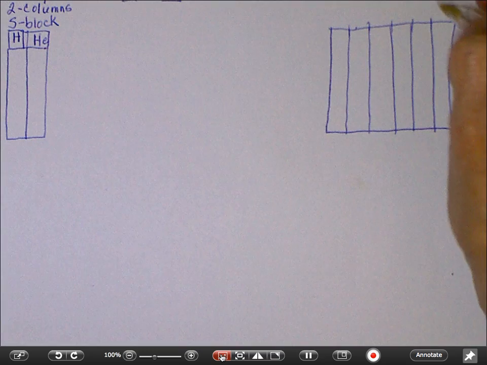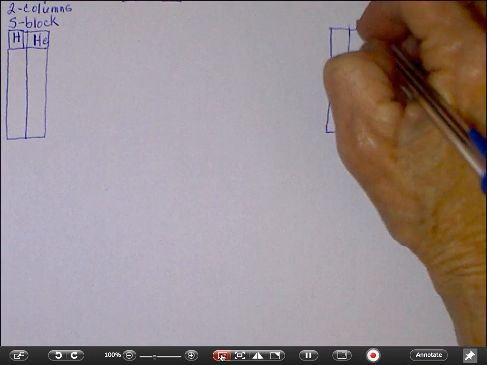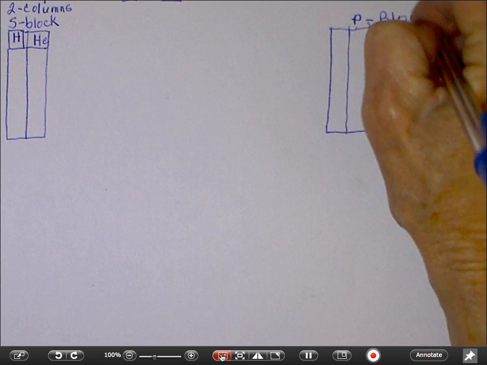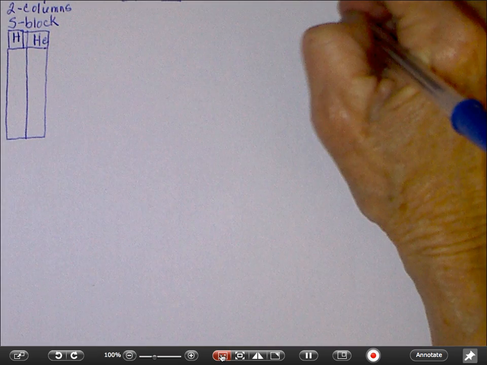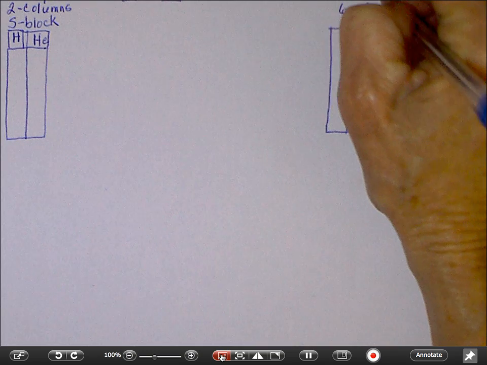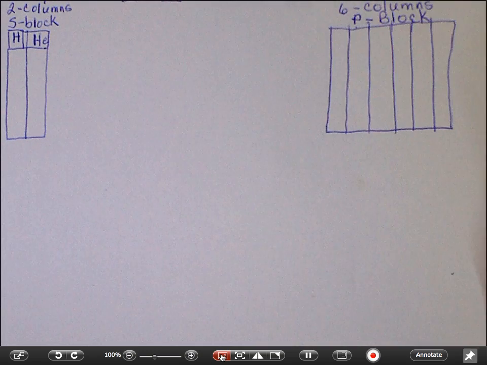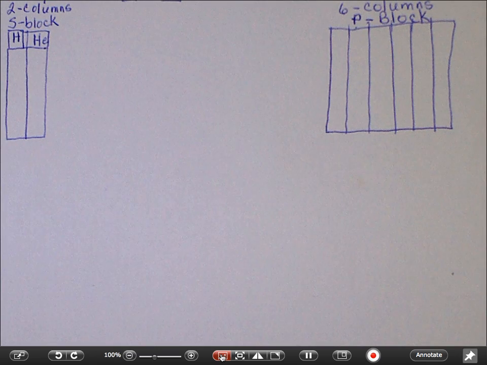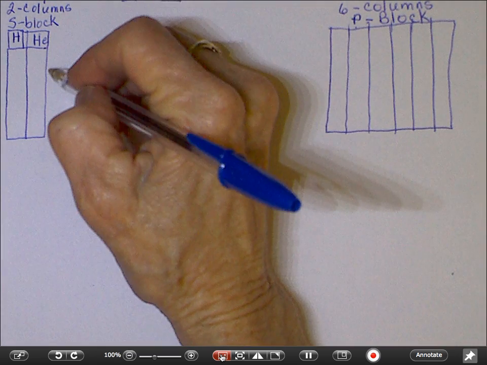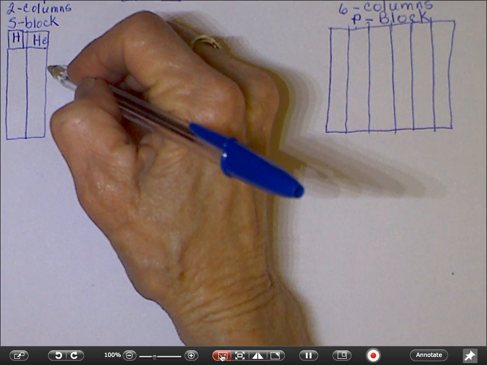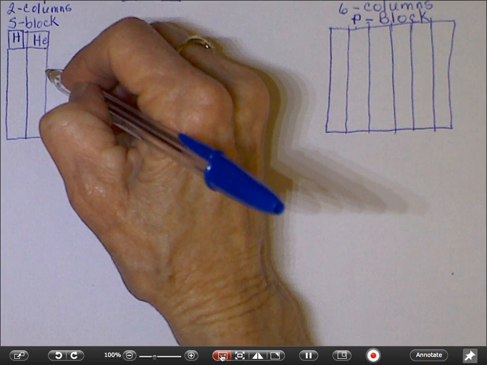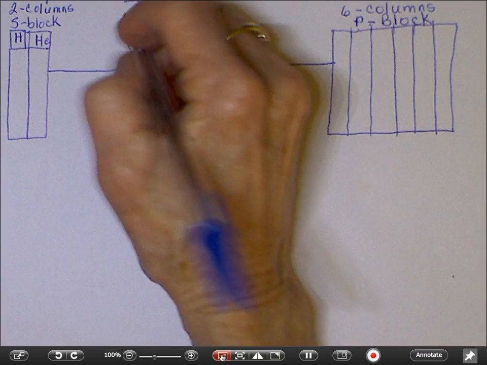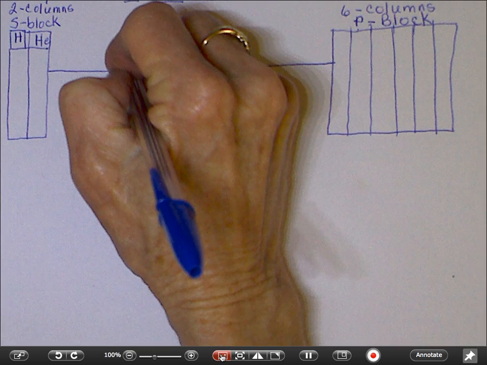Now then, so this is called the what block? And the P block contains how many columns? 6. Okay, so now I'm going to drop down for my what block? D. Yeah. Everybody see it going across? So this is my D block.